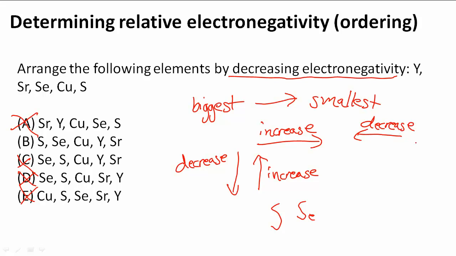So SE, then we have CU, and then we can move down to Y and SR that go from right to left. Y is bigger than SR, has a bigger electronegativity than SR, because we know that when we go from left to right, it increases. So B is the correct answer.